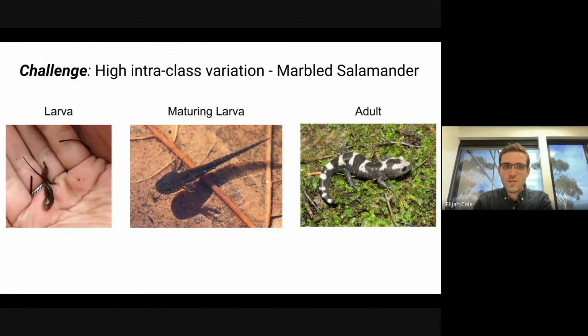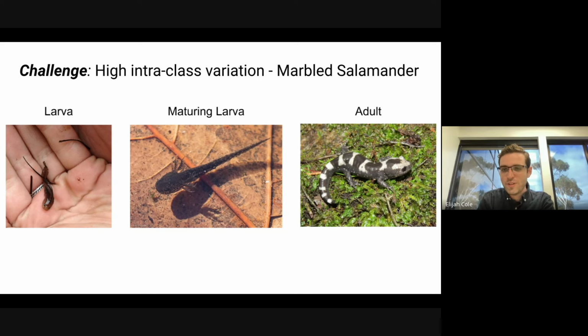Some of the challenges that are unique to this data are, for instance, very high intra-class variation. These are 3 images from the same species. The same species can look very different at different points in its life, right? Where you have the larva, or the maturing larva, or the adult. All of these look extremely different, but they're in fact the same species.